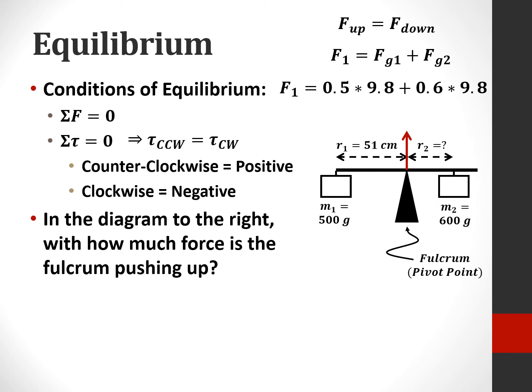0.5 times 9.8 plus 0.6 times 9.8. The 600 and 500 grams need to be converted to kilograms. And then we get that the force on the fulcrum is going to be 10.78 newtons.